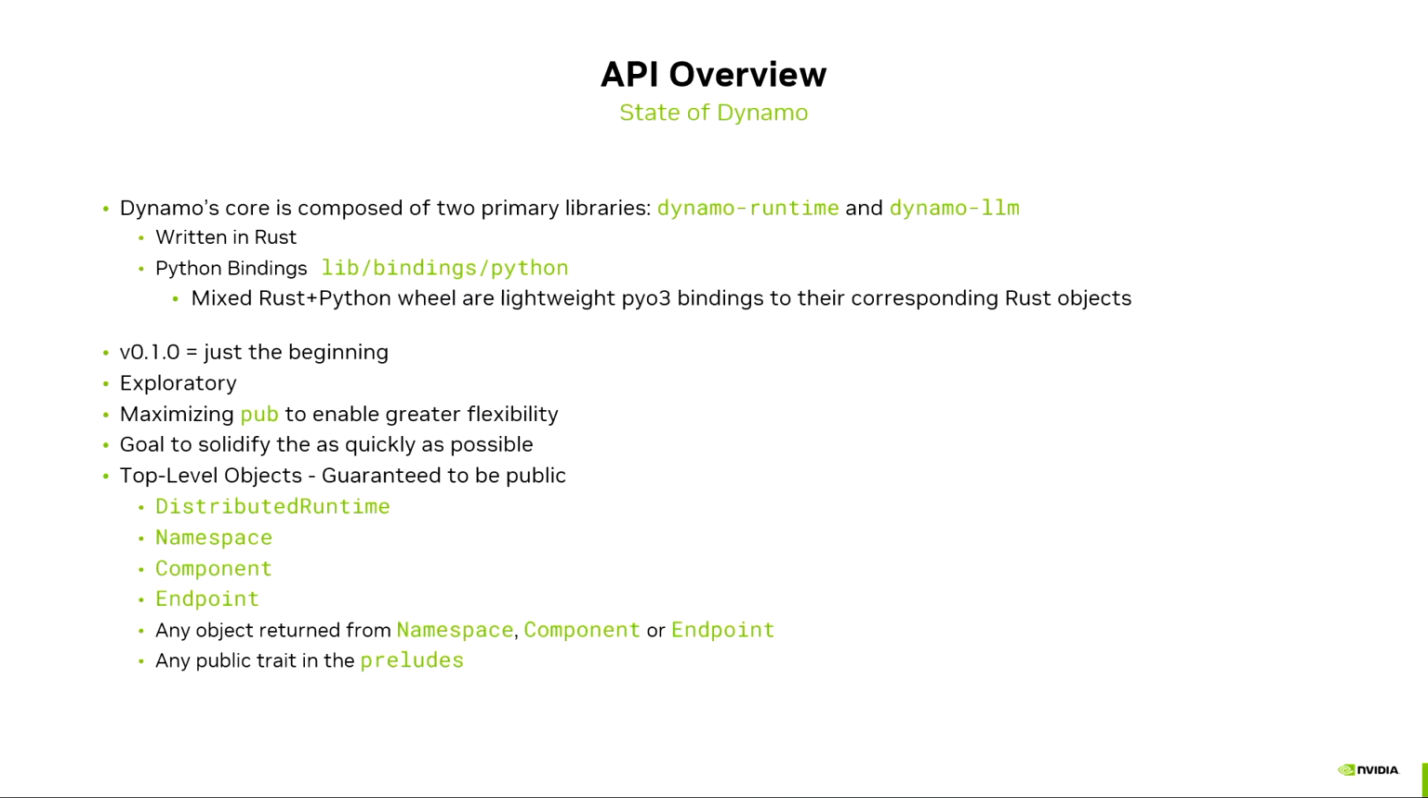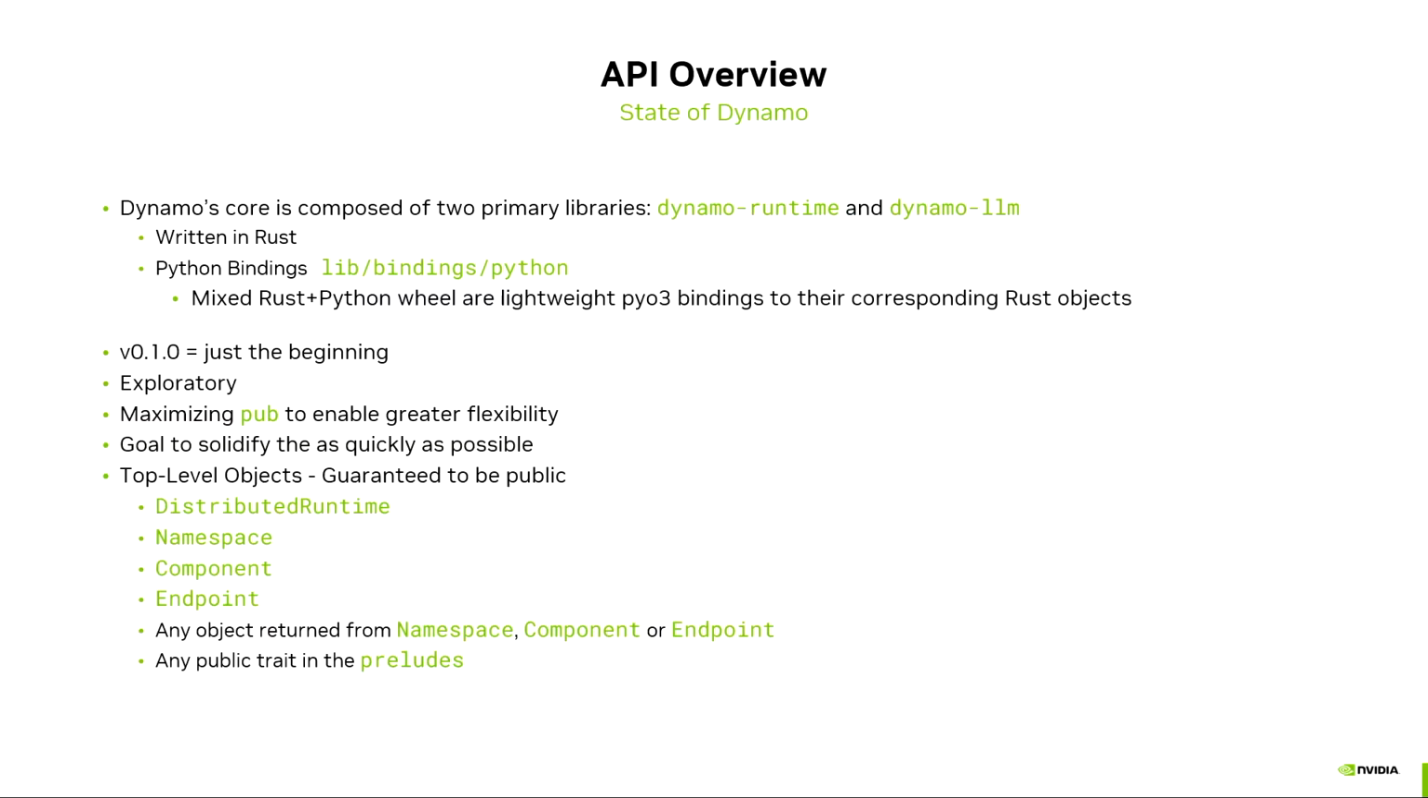The mixed wheels, the wheels are built with Maturin, just mixed bindings. We're at 0.1.0. We just released today. It's not mature. We're getting there. We are so excited to build this in the open source with everybody, but we are just at the beginning. This is exploratory, and we're going to have so much fun building this out.